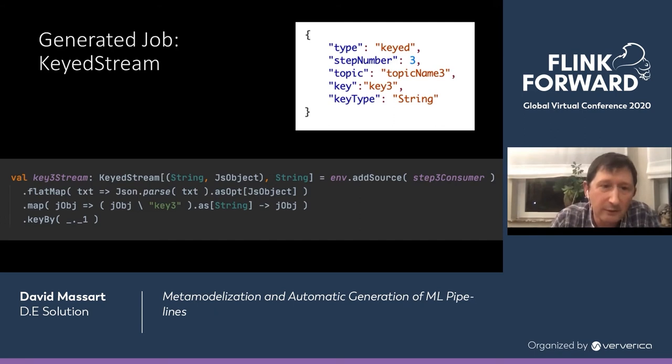Well, then you need to create a stream from that consumer. And here also, knowing that it needs to be keyed for the keyed enrichment, you have the type of your key. You know that for step three you have a step three consumer. You do the keying by extracting the key and knowing its type, that's relatively straightforward. Also, at this step two, you have all the information you need to generate the code.